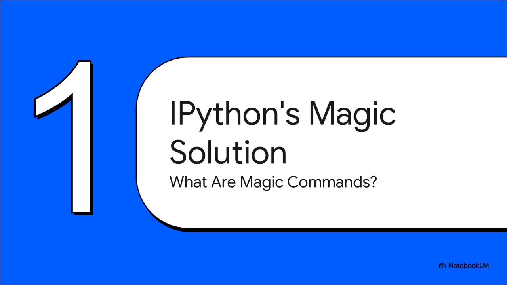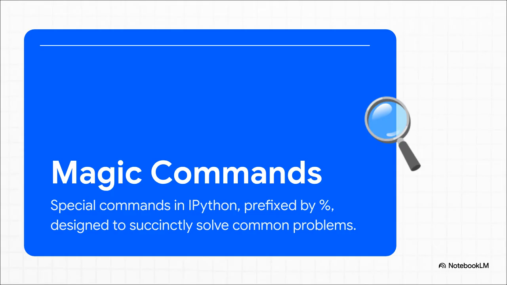So what exactly are these things? Well, they're a core feature of IPython, which is the super-powered interactive shell that a lot of you are probably already using, maybe even inside a Jupyter Notebook without realizing it. Okay, let's break it down. Magic commands are basically just convenient shortcuts that start with a % sign. Now here's the key thing to remember. They aren't actually Python code. Nope, they're special commands that IPython adds on top, and they're specifically designed to solve those really common, annoying problems you run into, especially in data analysis.